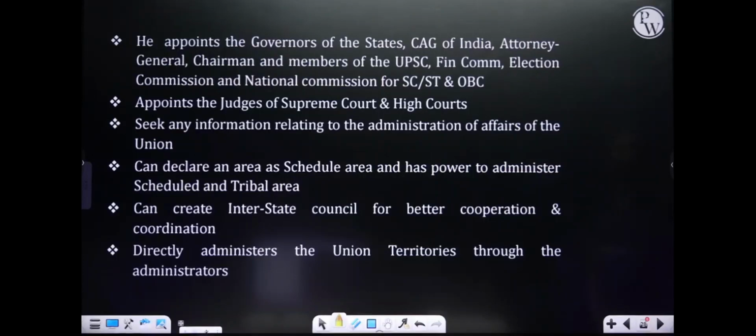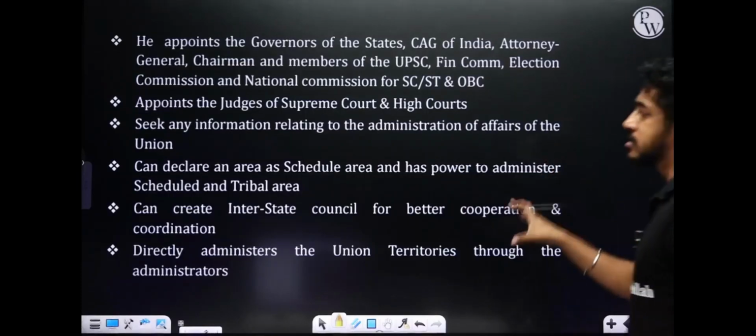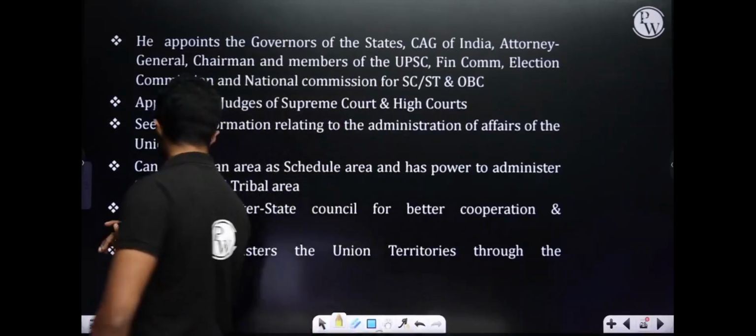He appoints the governors of the states, CAG of India, Attorney General, Chairman and members of the UPSC, Finance Commission, Election Commission, and National Commission for SC, ST and OBC. Appoints the judges of Supreme Court and High Courts. Seek any information relating to the administration of affairs of the Union. Can declare an area as scheduled area and has power to administer scheduled and tribal areas. Can create interstate council for better cooperation and coordination. Directly administers the union territories through the administrators. These are the main highlight.